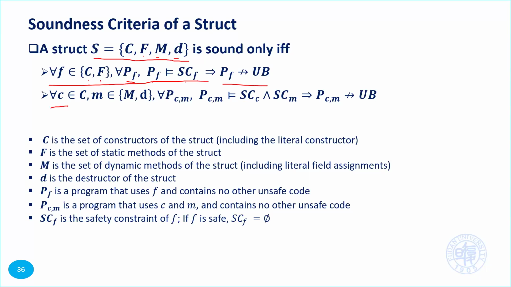And the second requirement is related to dynamic methods. For all methods and for all constructors, if a program uses the constructor and the method, and the program satisfies all the safety constraints of the constructor and the method, the program will not cause UB. So if these two criteria hold, then the struct is sound.